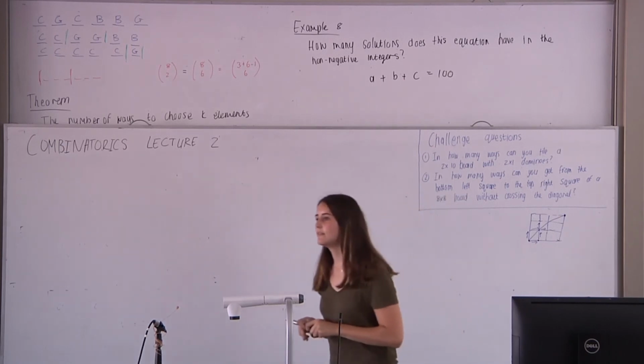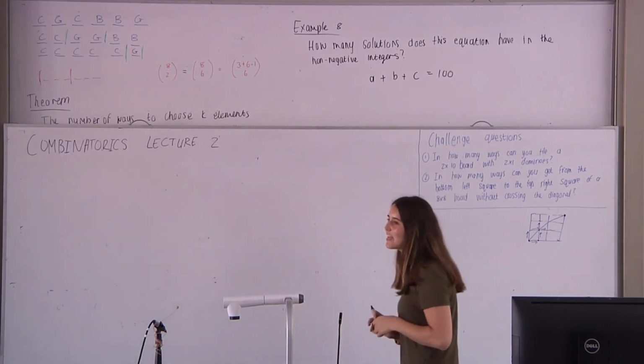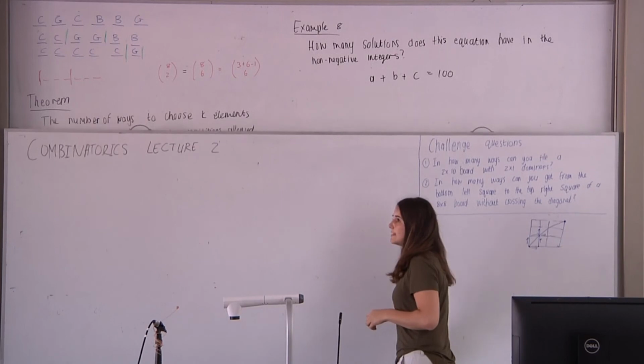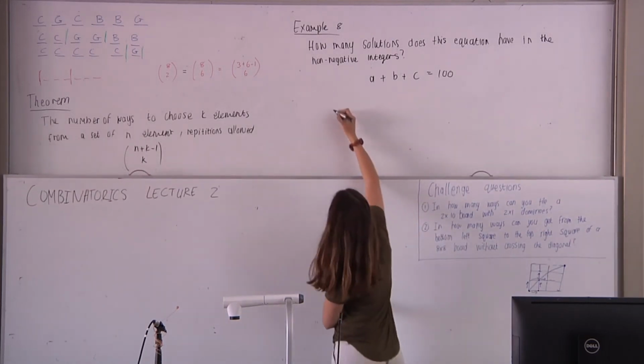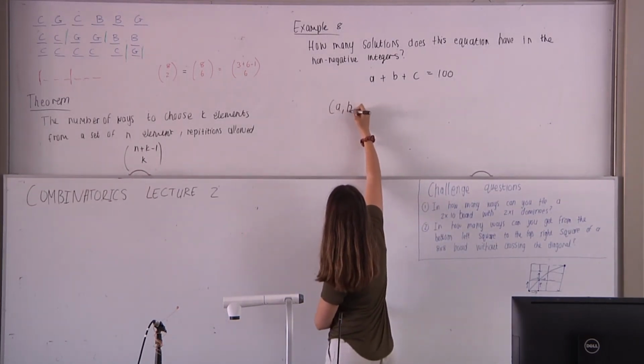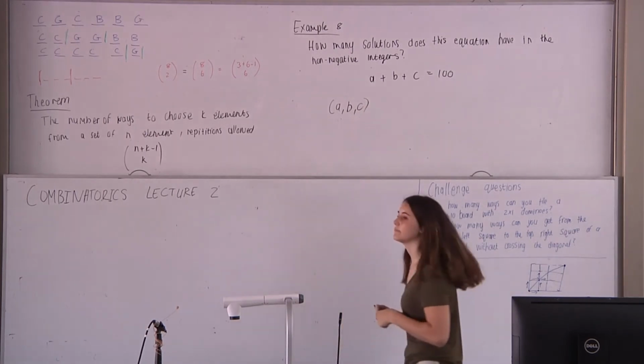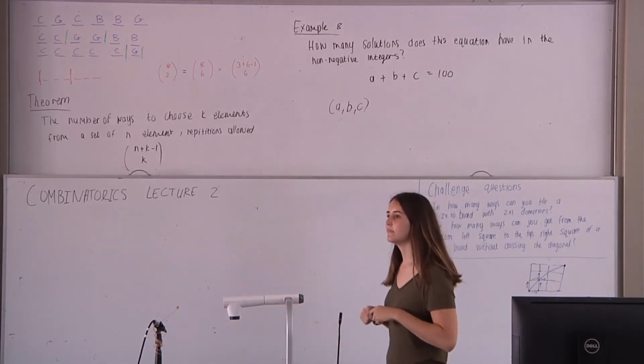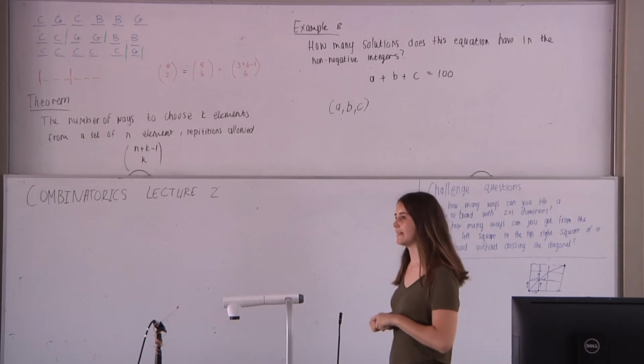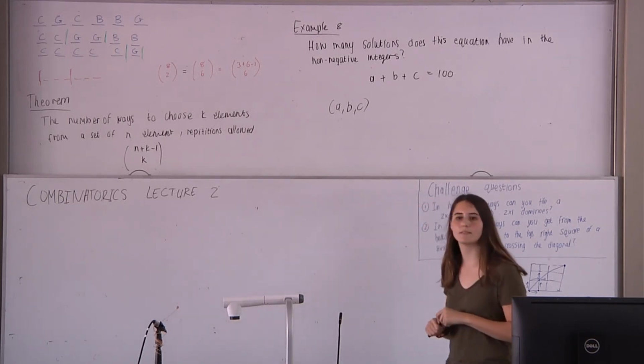Does that matter? Of A, B, and C. In this case, let's say yes, it does matter. We want to write it as a set A, B, C. So you can have 100 plus 0 plus 0 and then 0 plus 0 plus 1. Yes, that would be different sets in this case.